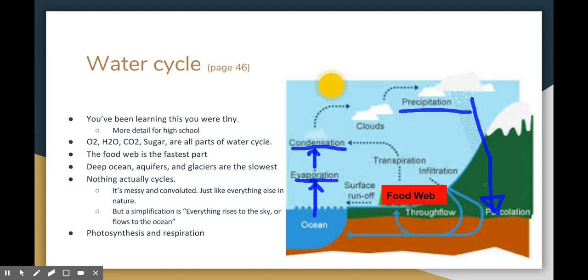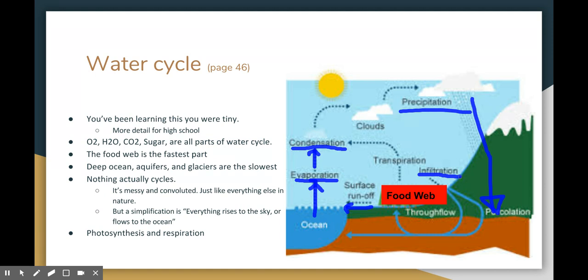A few things will happen once it gets to the land. Some of it's going to run off, and that runoff will end up in lakes or rivers, and then those rivers all flow down towards the ocean, returning into that cycle. Some of them are going to do what's called infiltration, and that means they get into the soil level. And once they've infiltrated into the soil, that's when they become available to our plants.